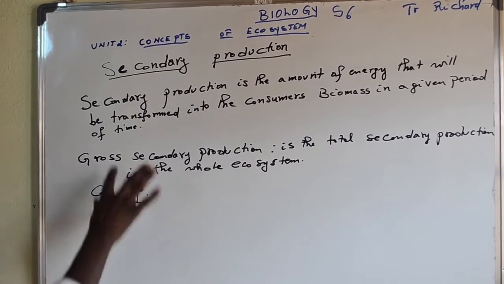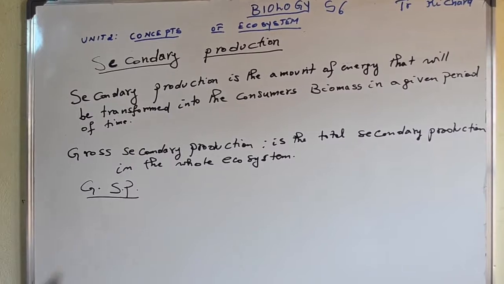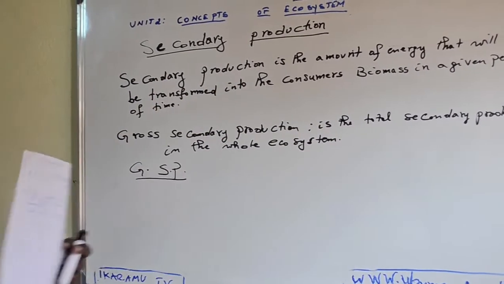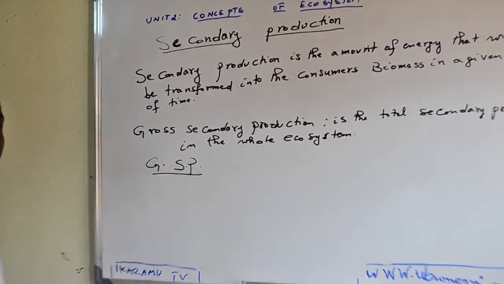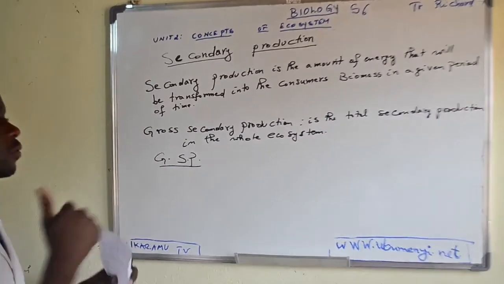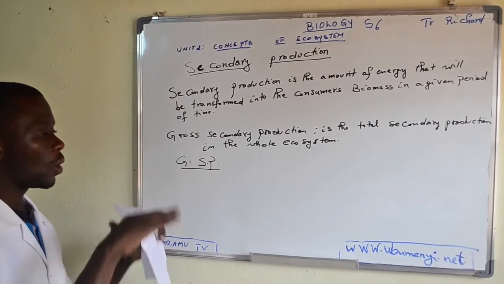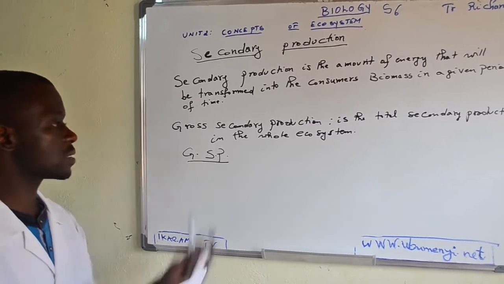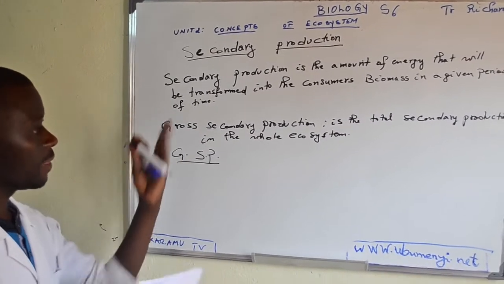It originates from the secondary production. Secondary production, of course, is from one organism, and when we say gross secondary production, we consider all organisms or these consumers in the ecosystem.